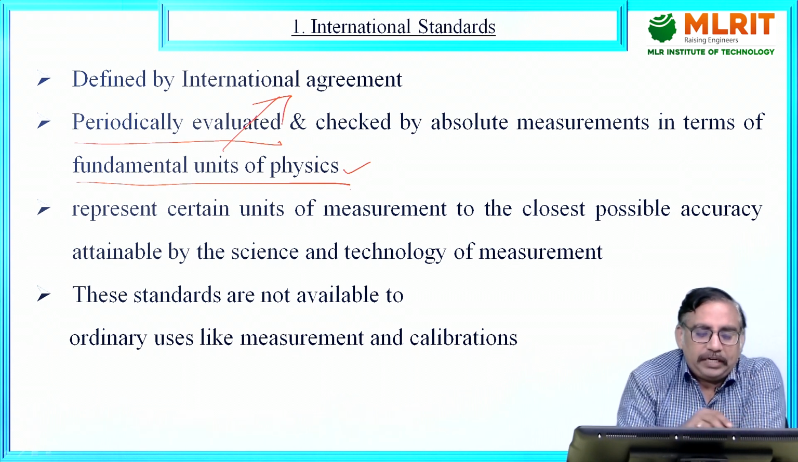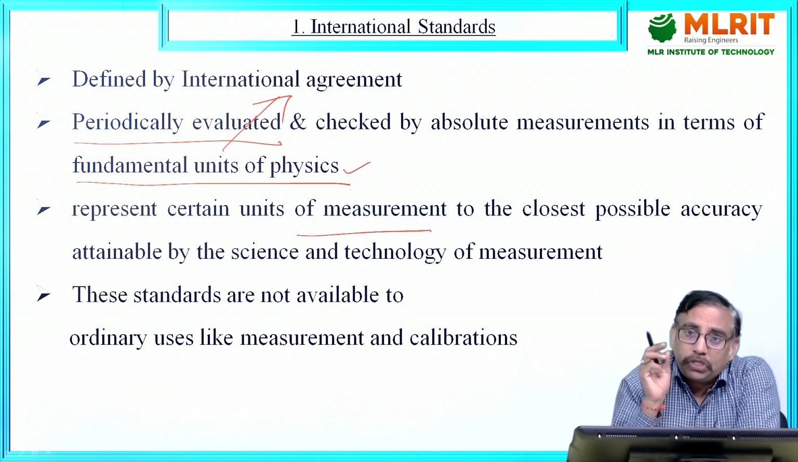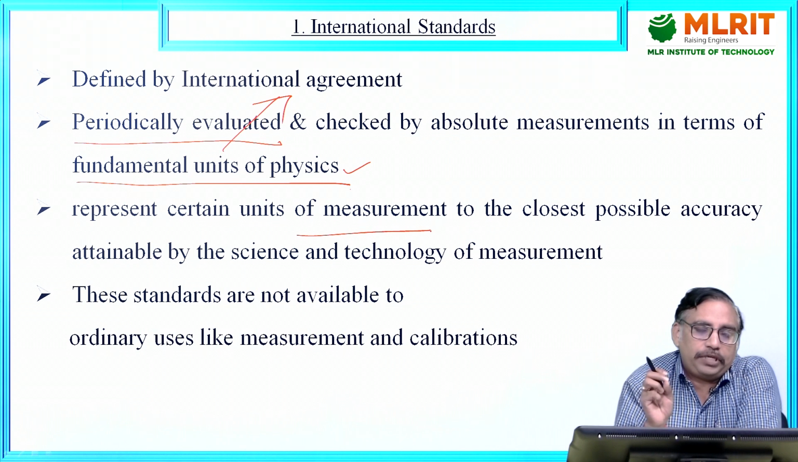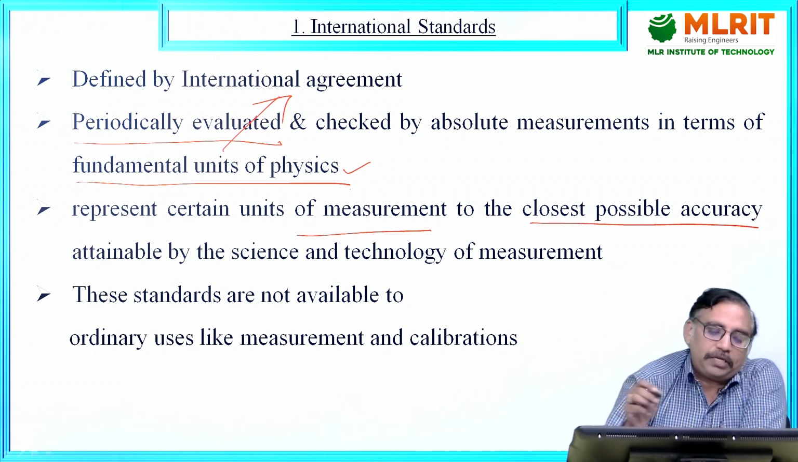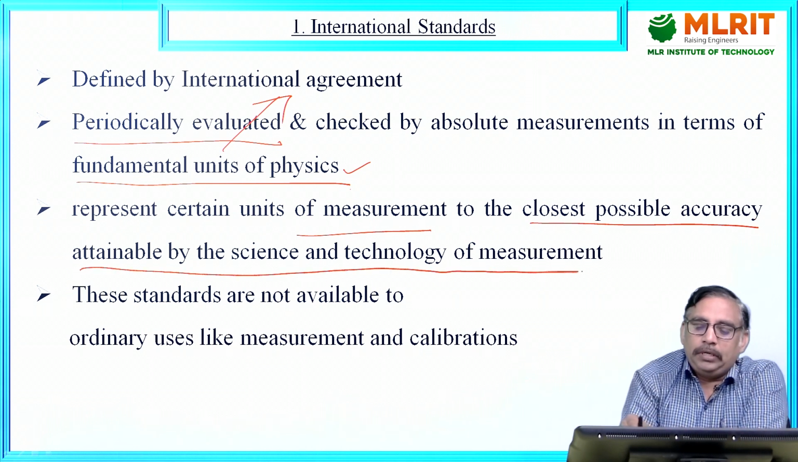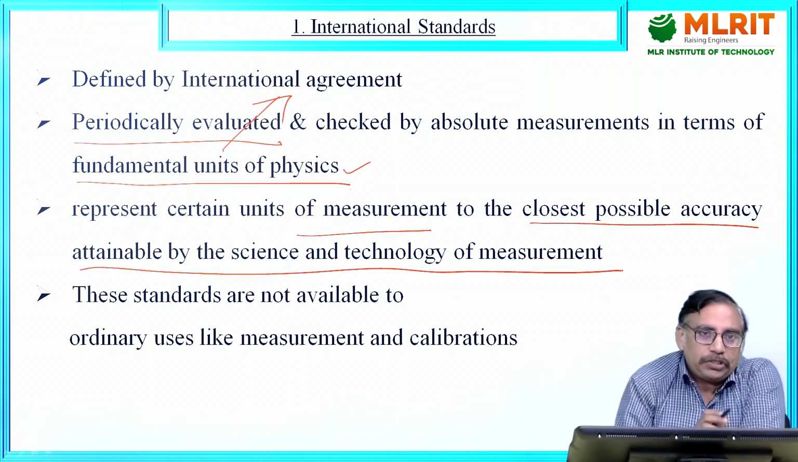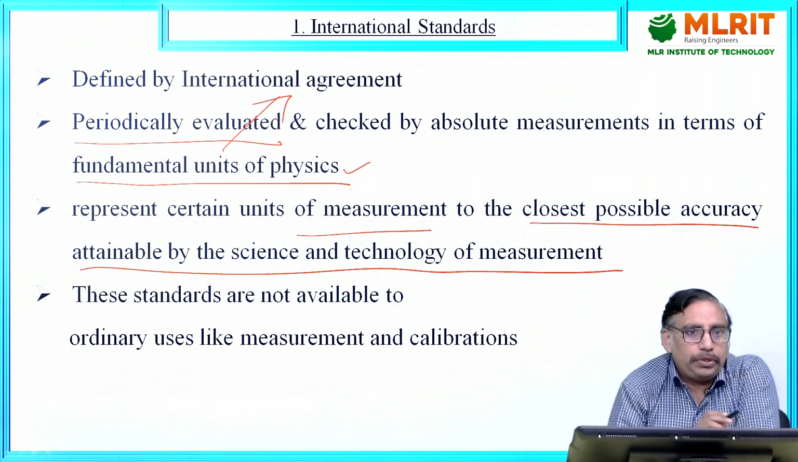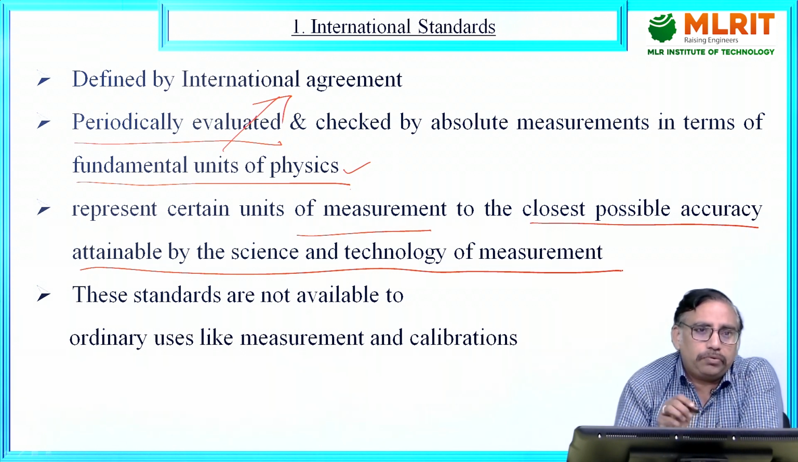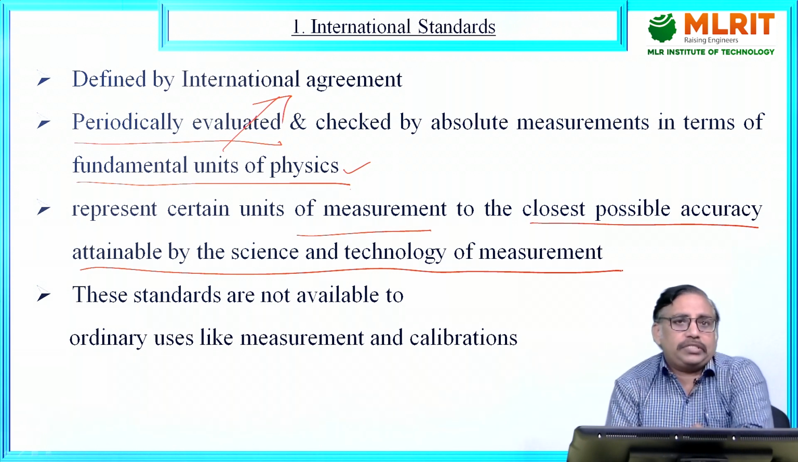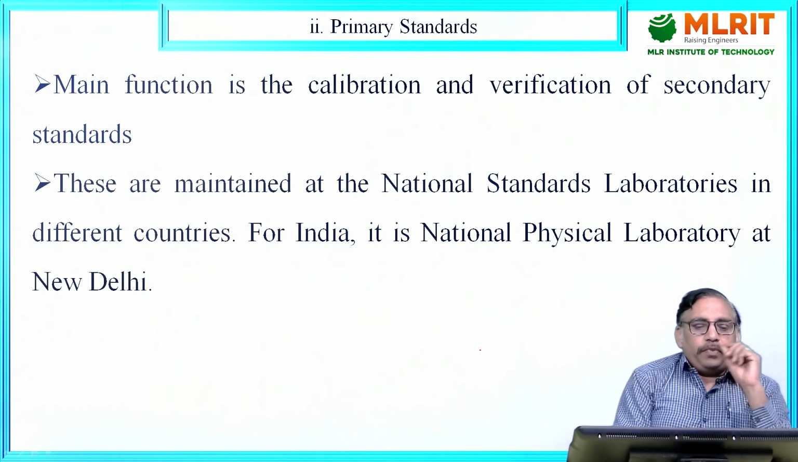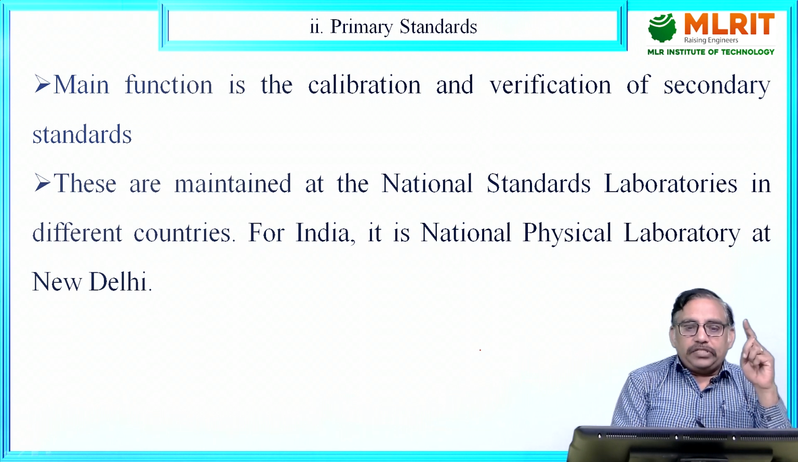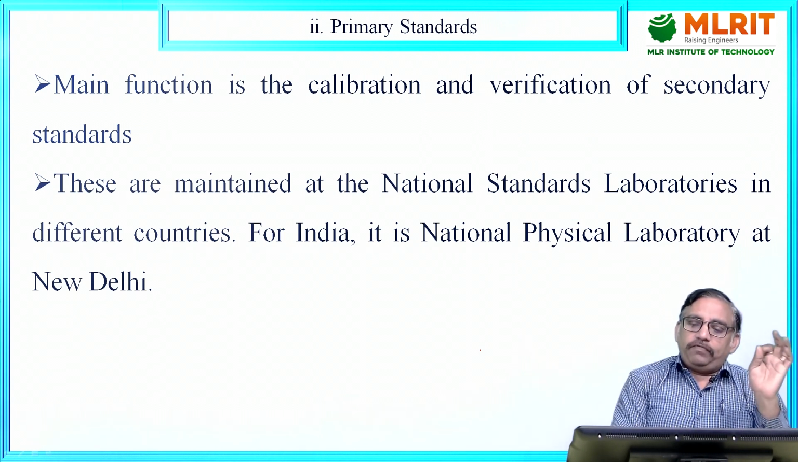It represents certain units of measurements to the closest possible accuracy. Closest possible, we are not saying that it will be 100% perfect. It is the closest possible accuracy attainable by the science and technology of measurements. These standards are not available for ordinary uses like measurement and calibration. Now coming to the primary standard, its main function is calibration and verification of secondary standards.